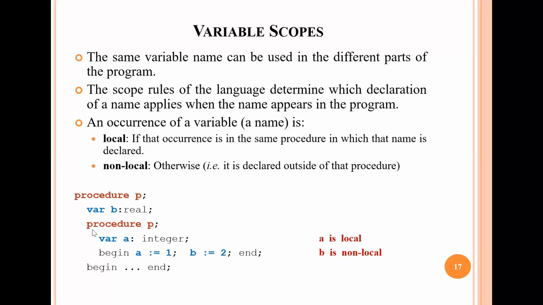So here, if we talk about procedure P, which has a variable B, again we are giving a call. We are defining a variable A of type integer. Within this, we are giving a call to B. So in this case, B is non-local and A is local because we have defined A here only.